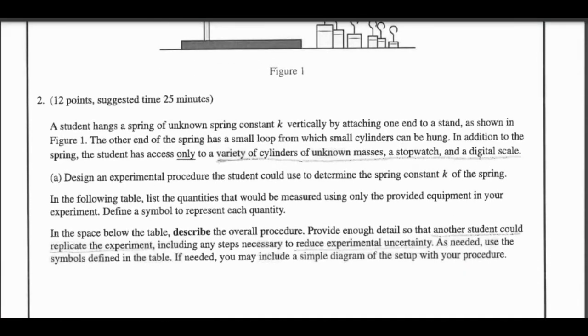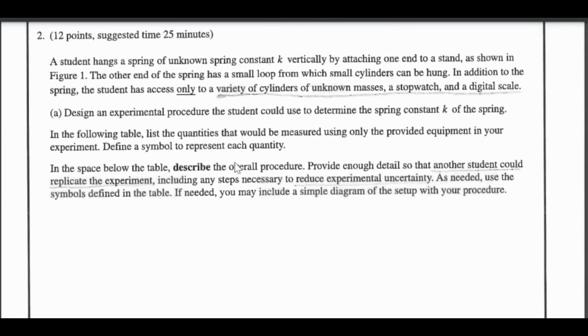A student hangs a spring of unknown spring constant k vertically by attaching one end to the stand as shown in figure 1. And we only have a variety of cylinders of unknown masses, a stopwatch, and a digital scale. Okay, so we don't have every single thing we need, so we have to be conscious about the things they provided. And then design an experimental procedure the student could use to determine the spring constant k of the spring. So we're looking for a procedure, and we want to have enough detail so another student could replicate the experiment. And then we want some steps necessary to reduce experimental uncertainty.